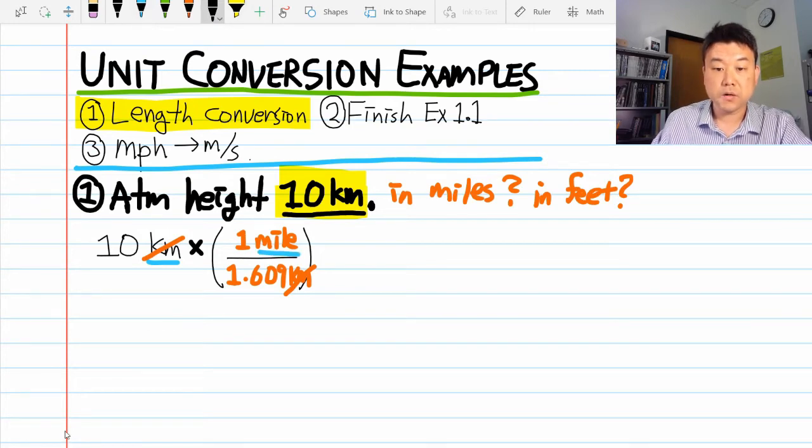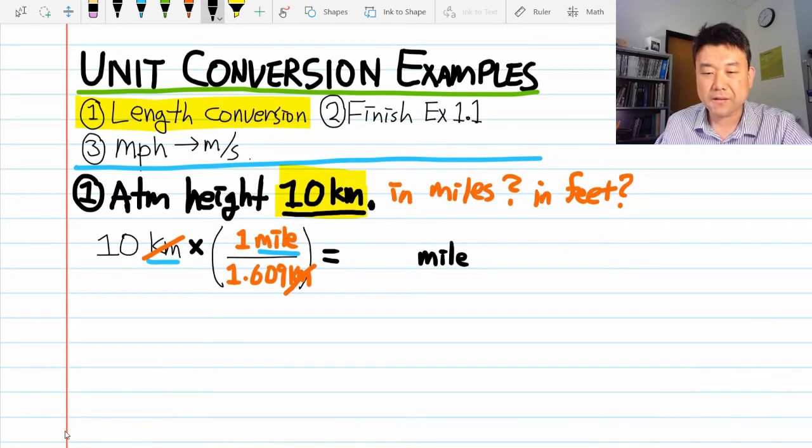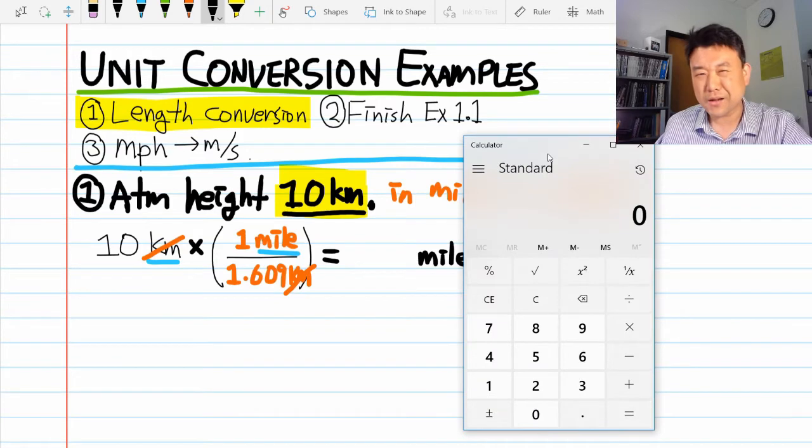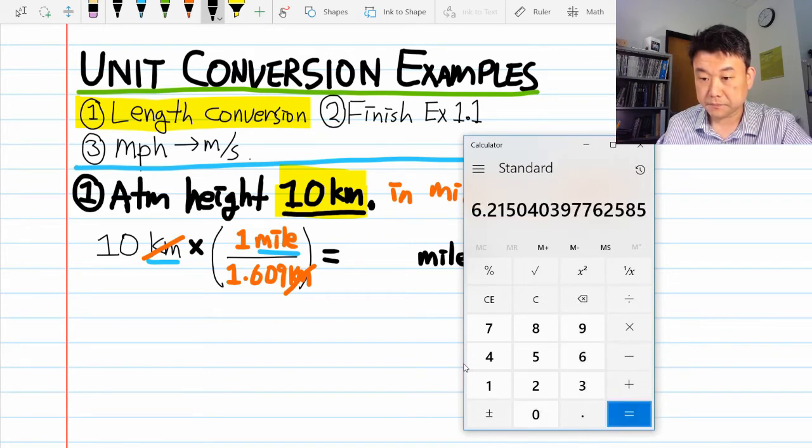So the final number we get will be in units of mile. Now, I can't really do 10 divided by 1.609 in my head. So I'll use a calculator. So 10 divided by 1.609. All right, 6.22.